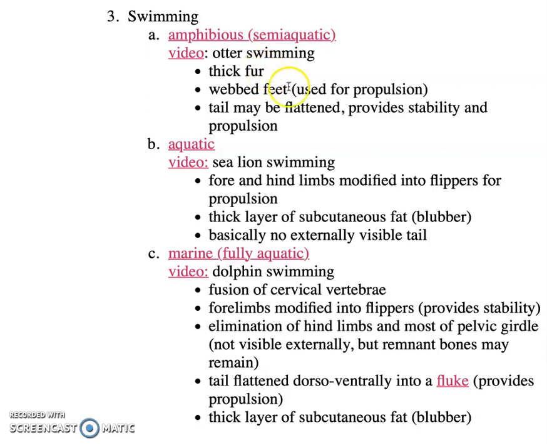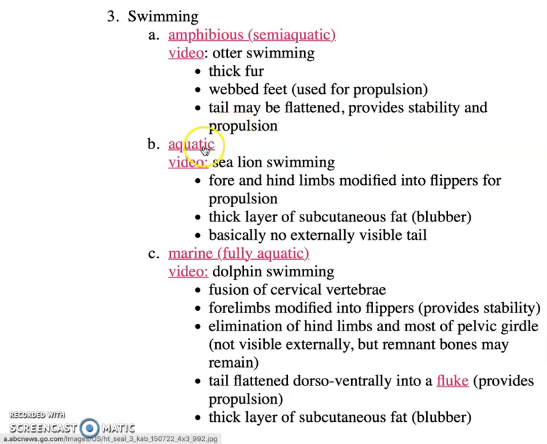All right, so the kinds of things that we see in amphibious mammals are thick fur that is waterproof, so that prevents the animal from losing heat to the water. The water is usually colder than the mammal. Also webbed feet that are used for propulsion, and those webbed feet can be on the hind limbs or on the front limbs or both. And then the tail is often flattened, and it can provide both propulsion and stability. So it helps the mammal make a steady path through the water and also pushes it through the water.